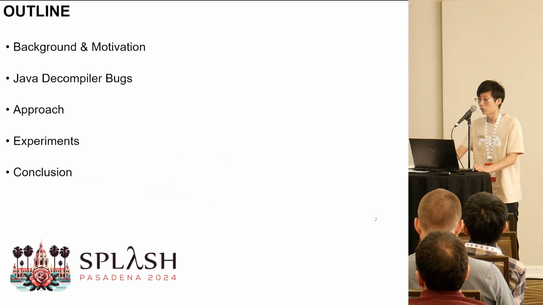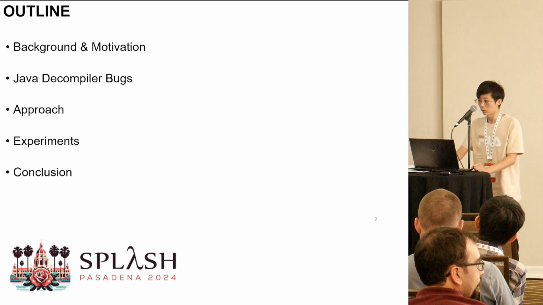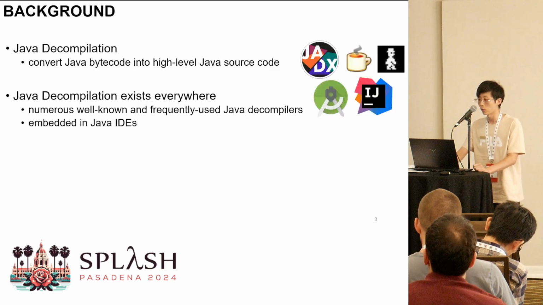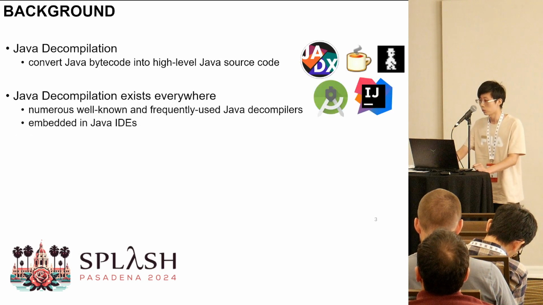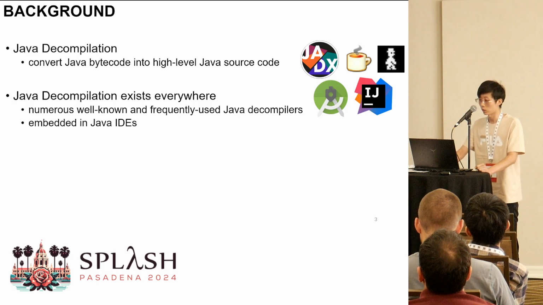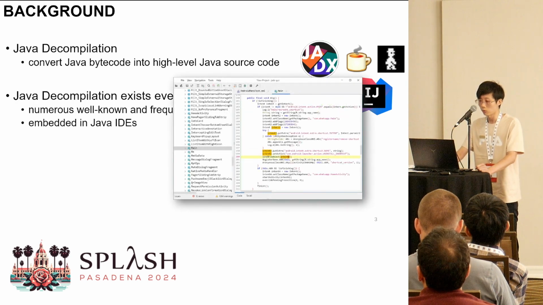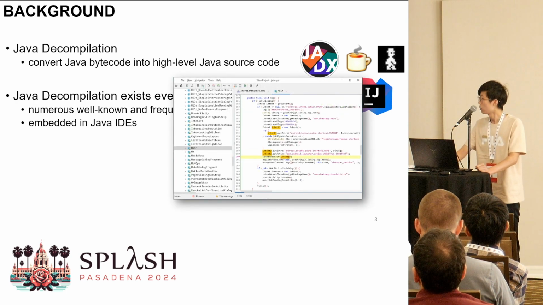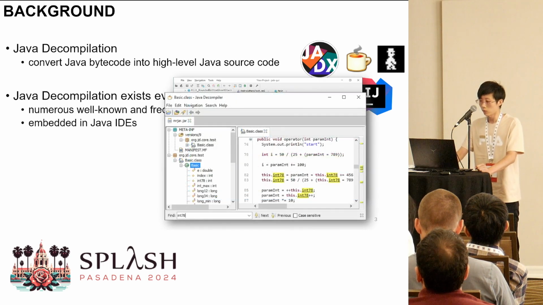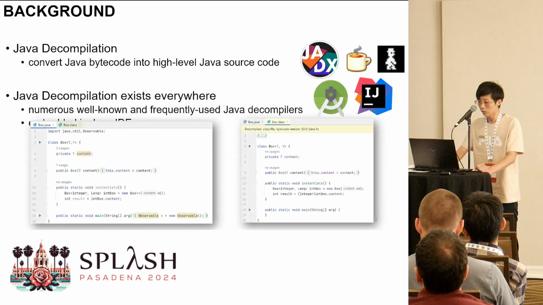And my presentation has five parts. First, we have to know what Java decompilation is. That is to convert Java bytecode into high-level Java source code. There are numerous well-known and frequently used Java decompilers with GUIs, such as JD-GUI or JEDEX. And there are usually Java decompilers embedded in IDEs, such as IntelliJ IDEA, Android Studio, and so on.